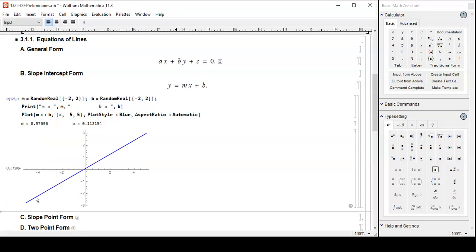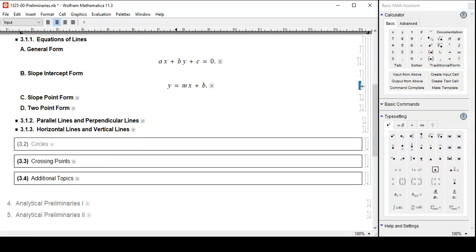Okay, this time the line is going up. So m is positive. As I move one unit to the right, I go up by 0.57696. Okay, about that. And then the b value is pretty close to 0, this y-coordinate here where this graph is cutting the y-axis. But if it is really 0, then it'll have to go through the origin. Okay, so much for slope-intercept form.